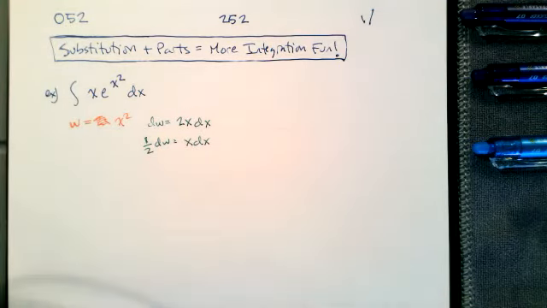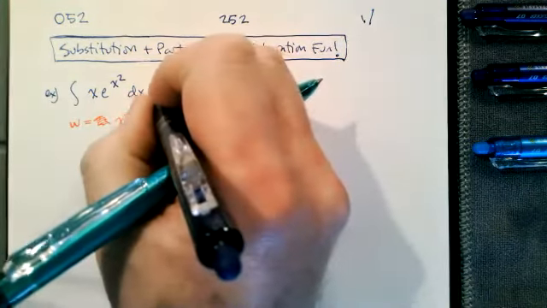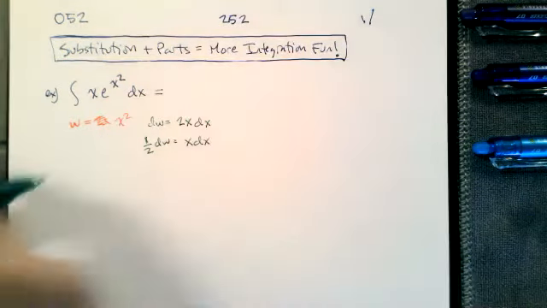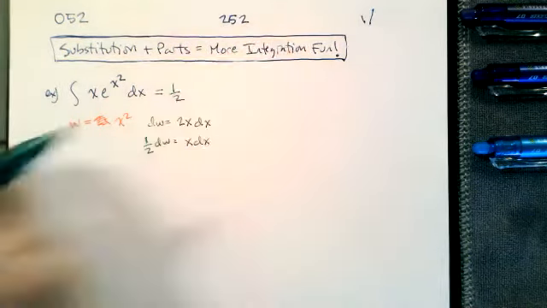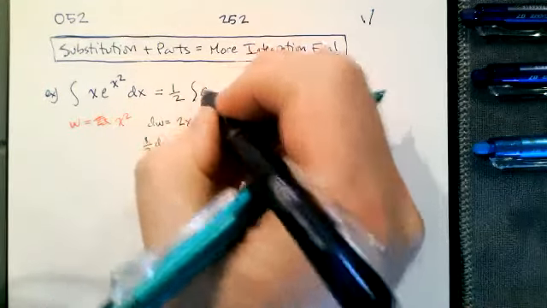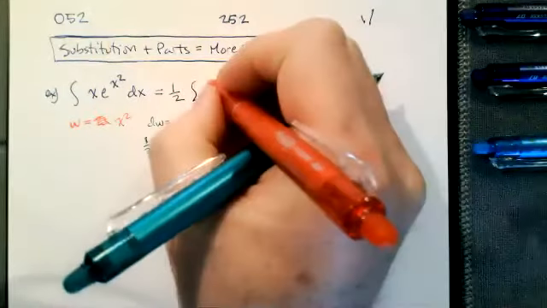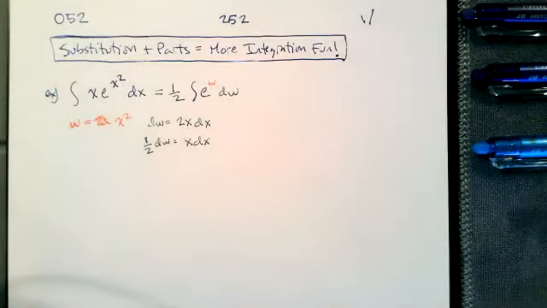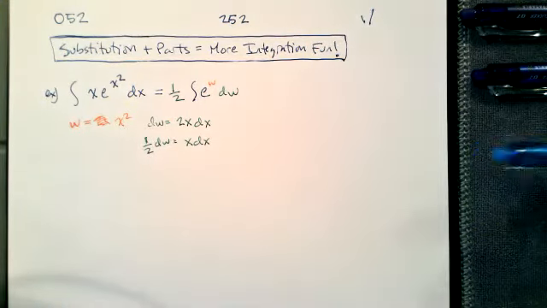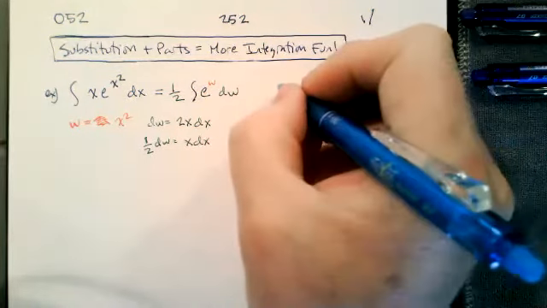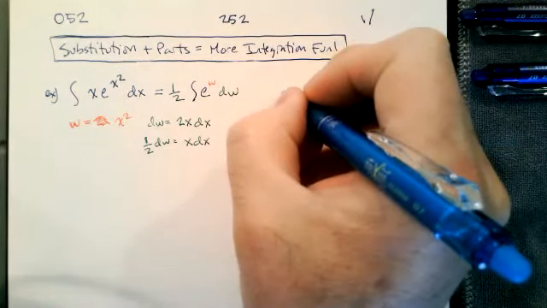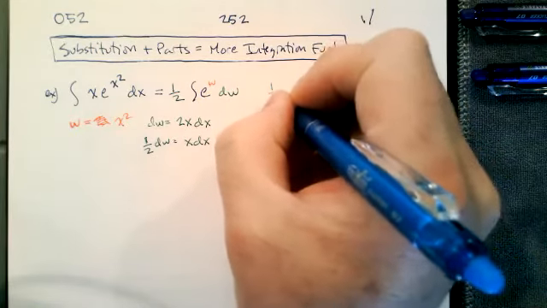So, a nice straightforward substitution problem. I usually pull my 1/2 out in front, and we're integrating e to the w dw. So we've traded our integral dx for an integral dw. Now we can integrate the e to the w. The integral of 1/2 e to the w is 1/2 e to the w plus c.